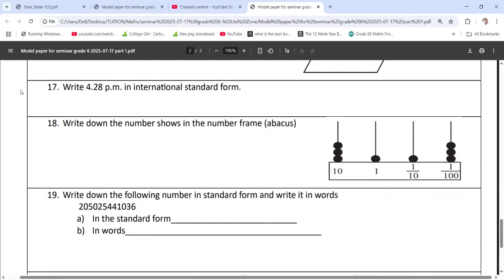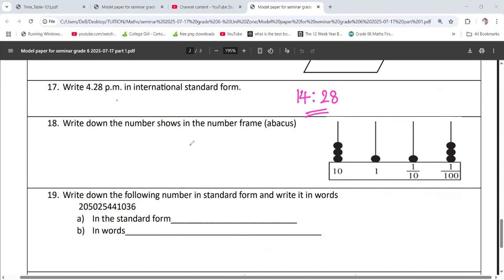And for 14:28 in International Standard Form, you need to write like this: 14, colon, 28. You do not write AM or PM in the International Standard Form. Write down the number that is shown in the number frame, the abacus. This is 10.